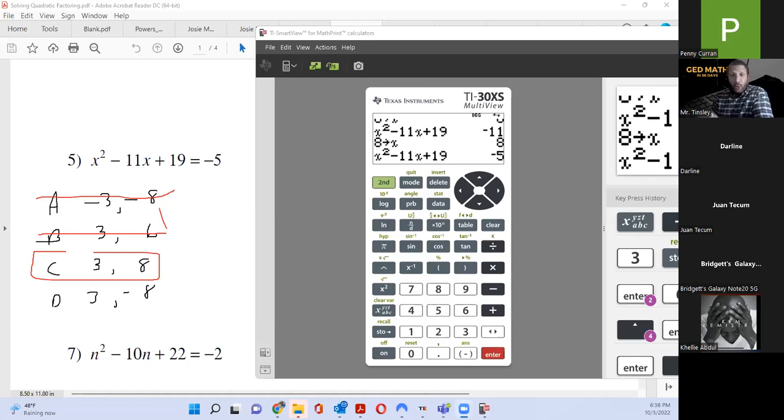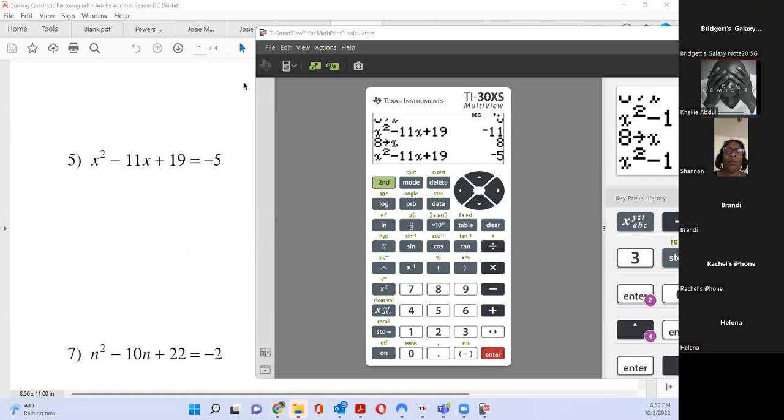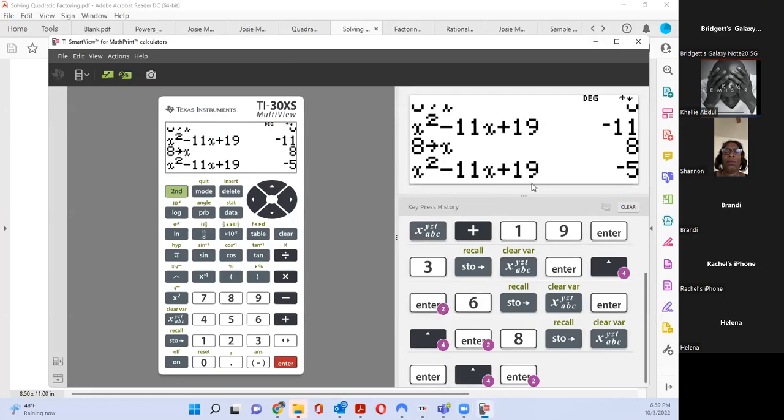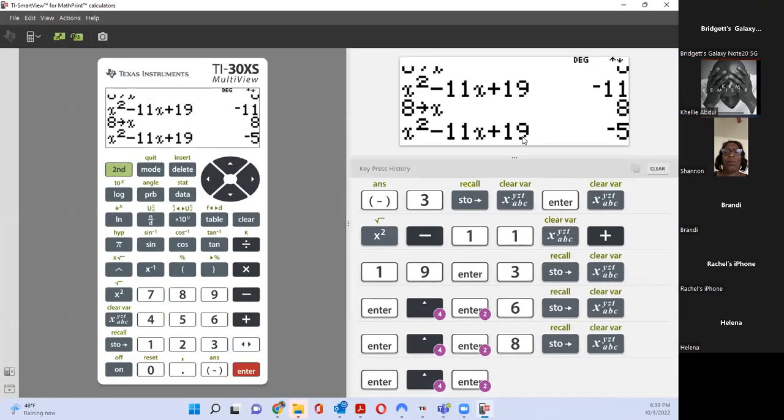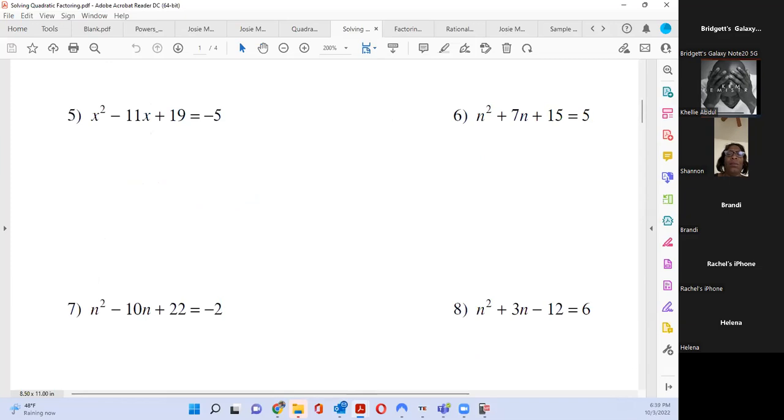Now, I wouldn't be a math teacher if I didn't show you how to do it algebraically. Okay, so we've got 3, 8. So let me save it. Let me clear it. Let me maximize the calculator. So you won't be able to see it all because it was a lot. But there we go. Let me save it. Now I want to solve it algebraically. So you know how to do it.